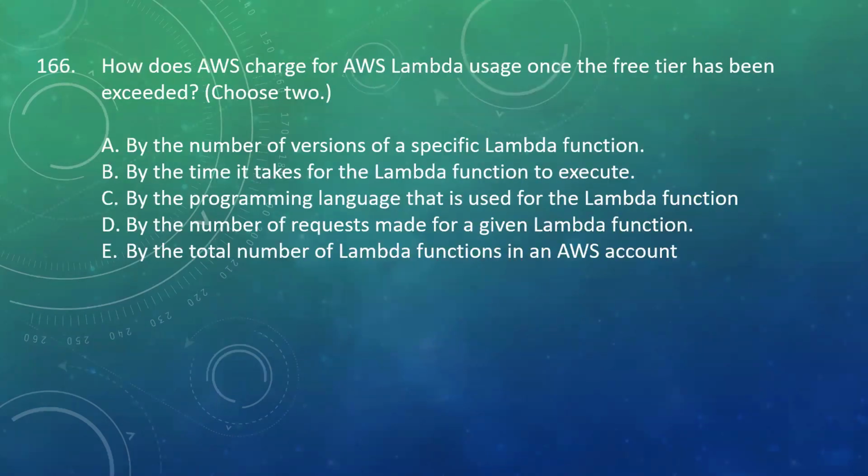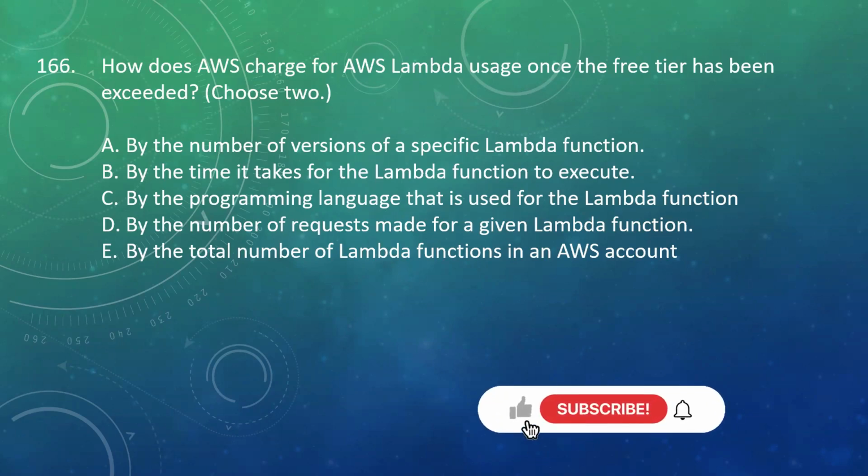How does AWS charge for AWS Lambda usage once the free tier has been exceeded? You need to choose two options. By the number of versions of a specified Lambda function, by the time it takes for the Lambda function to execute, by the programming language that is used for the Lambda function, by the number of requests made for a given Lambda function, by the total number of Lambda functions in an AWS account.